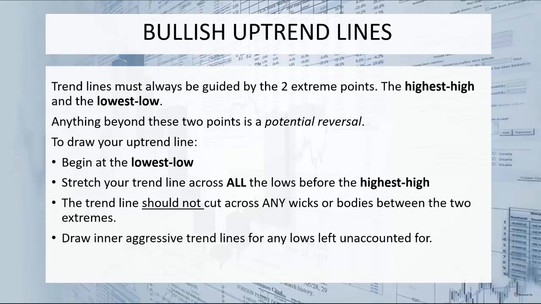To draw your uptrend line, you're going to begin at the lowest low, and you're going to stretch that trend line across all of the lows before the highest high. Okay? Start at the lowest low, go across all of the lows before the highest high, and do not cut across any wicks or bodies between those 2 points. Don't cut across any wicks or any candle bodies between those 2 points.